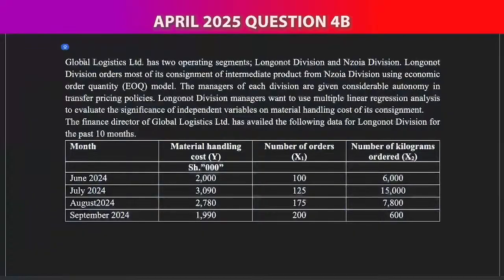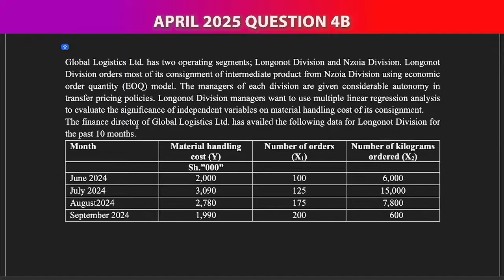They're saying Global Logistics Limited has two operating segments, Longonot and Zoya. Longonot division orders most of its consignment of intermediate output from Zoya division using economic order quantity model. The managers of each division are given considerable autonomy in transfer pricing policies. Longonot division managers want to use multiple linear regression analysis to evaluate the significance of the independent variables on material handling cost of its consignments.